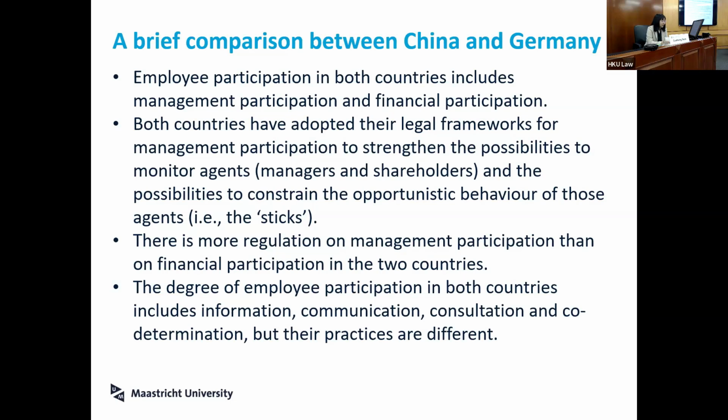Then I also found that there's more regulation on management participation than on financial participation in both countries. So for example, in China, we have the company law, we have trade union law, we have labor law and labor contract law to regulate management participation. For example, board level employee representation and the staff and workers representative congress. We have all these regulations.